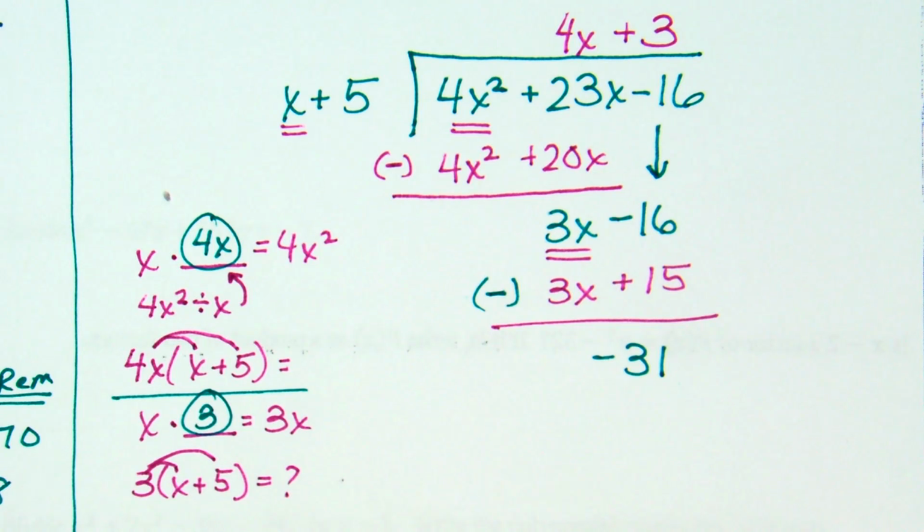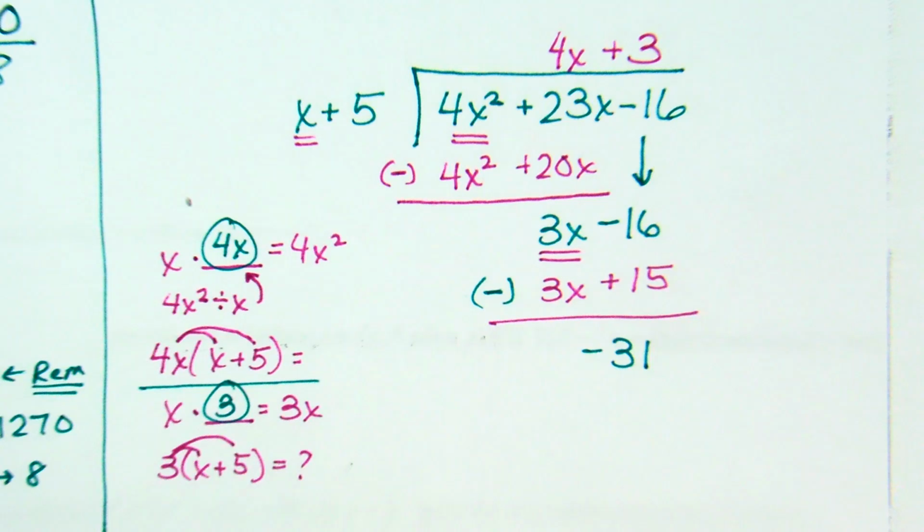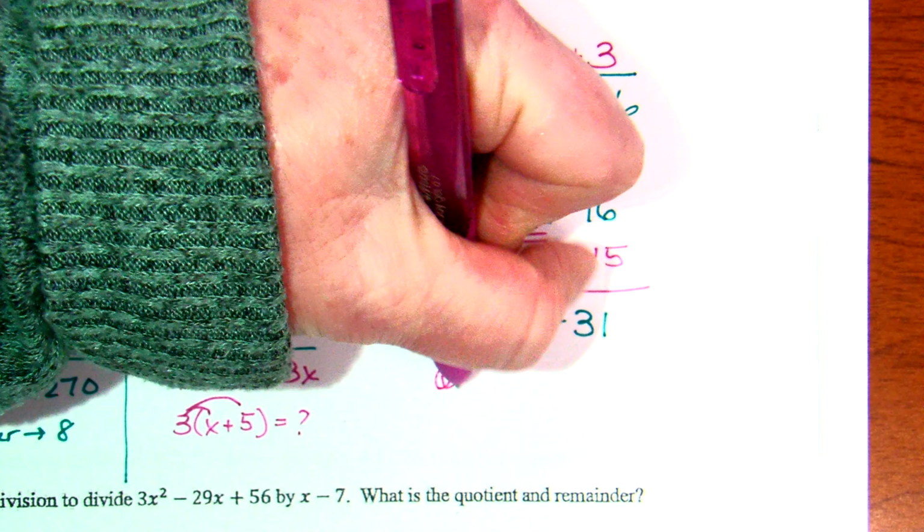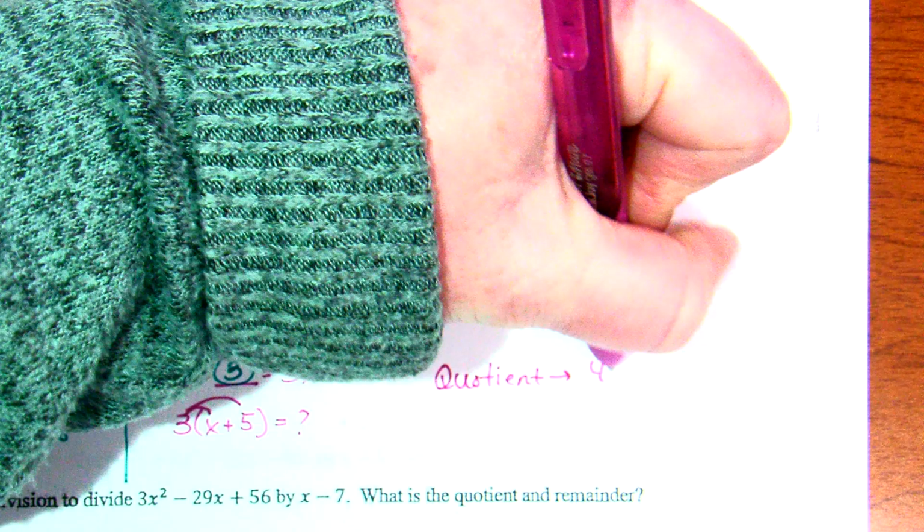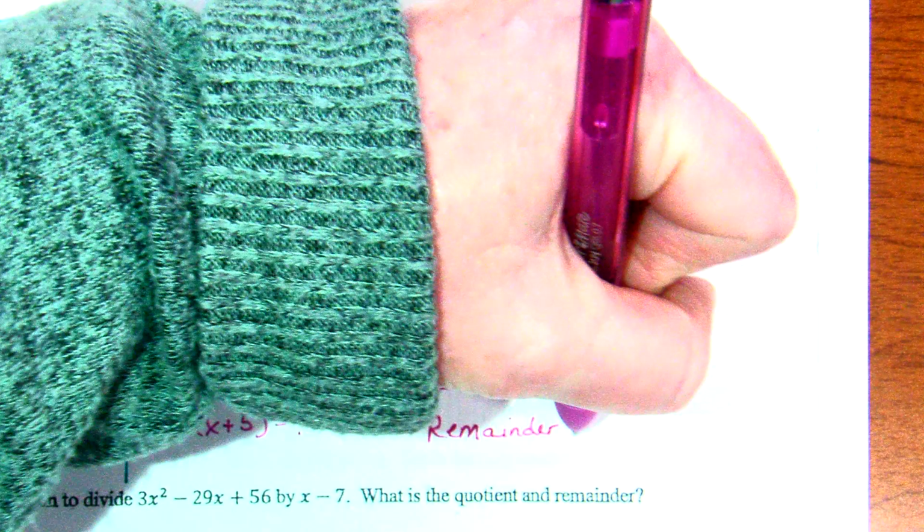That's my remainder. What's my quotient? The answer up there. So it asks me for my quotient and my remainder. I've got a quotient of 4x plus 3. I've got a remainder of negative 31.